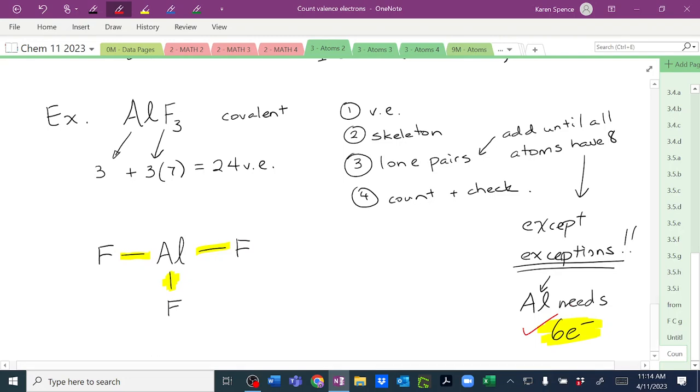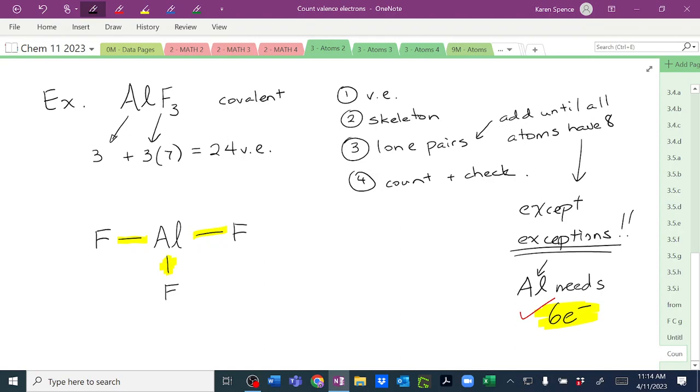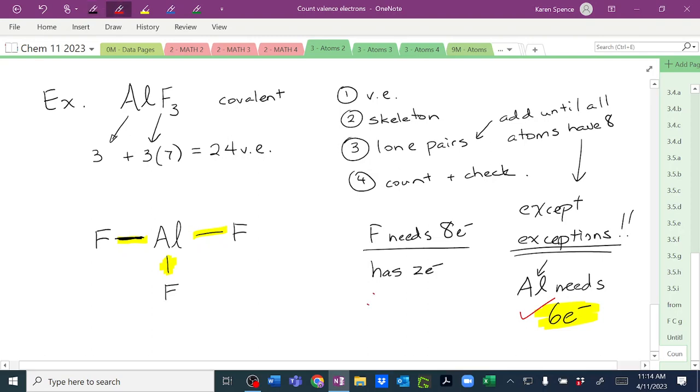Do the fluorine need electrons? How many electrons should fluorine have? Fluorine needs 8 electrons. How many does each fluorine have at this point? Right now it only has 2 for that bond. So how many pairs has 2 electrons? How many lone pairs? Add 3 lone pairs. And don't put any on aluminum because aluminum is an exception.